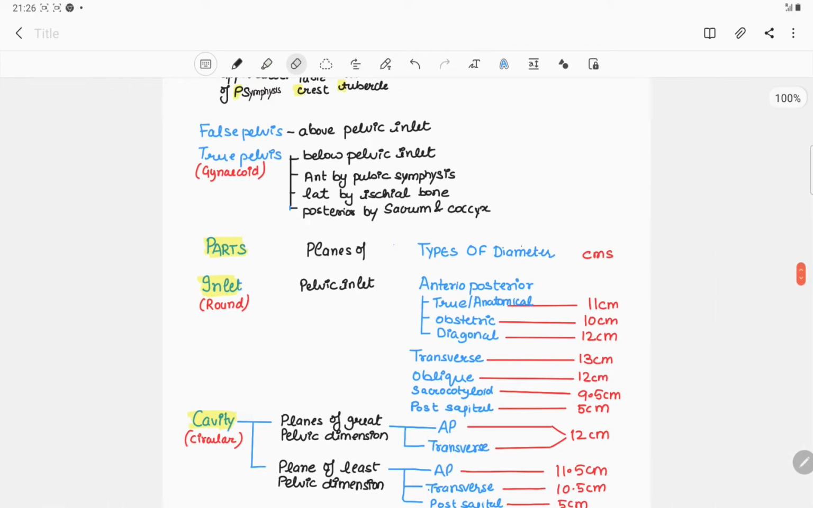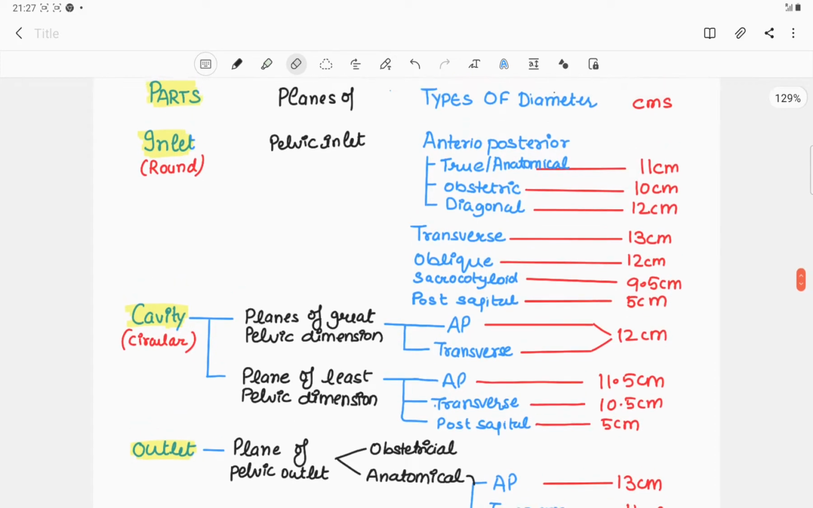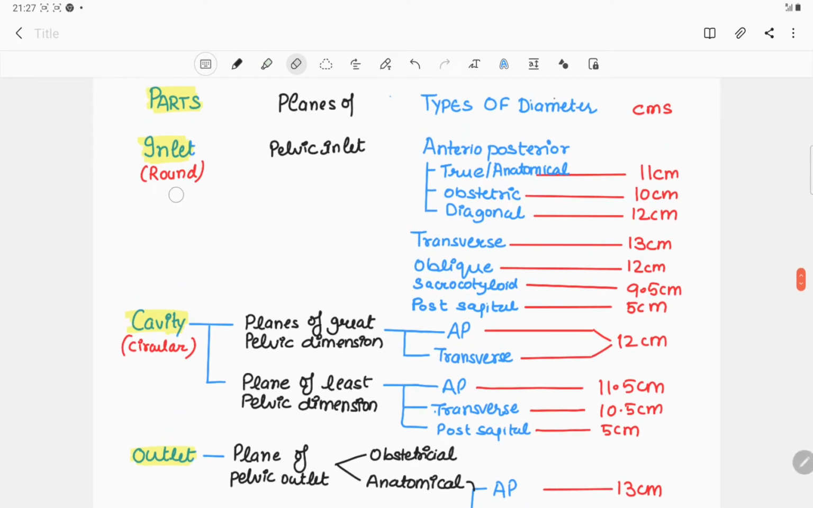Then what are the different parts of the true pelvis? It consists of 3 parts. First is the inlet, that is round in shape. Second is the cavity, circular in shape, and third is the outlet. It consists of 4 planes. First is the pelvic inlet, then plane of greatest pelvic dimension and plane of least pelvic dimension, and fourth is the plane of pelvic outlet, and the outlet is divided into obstetrical and anatomical outlet.